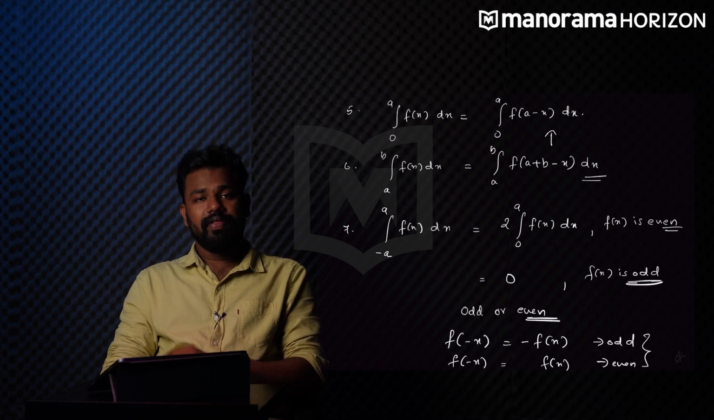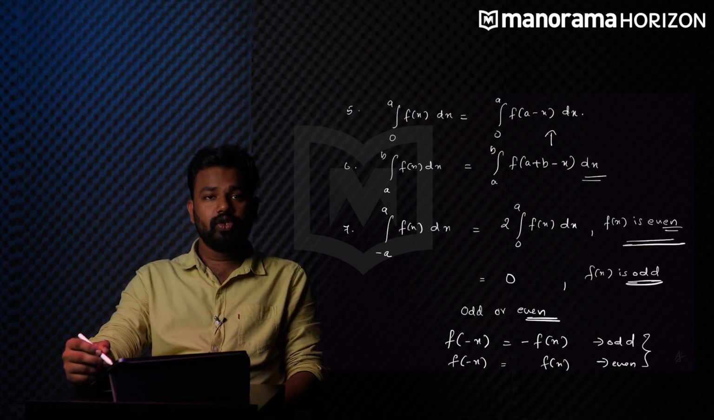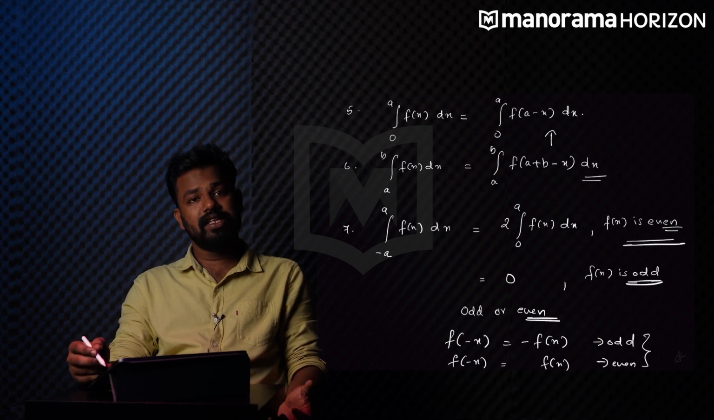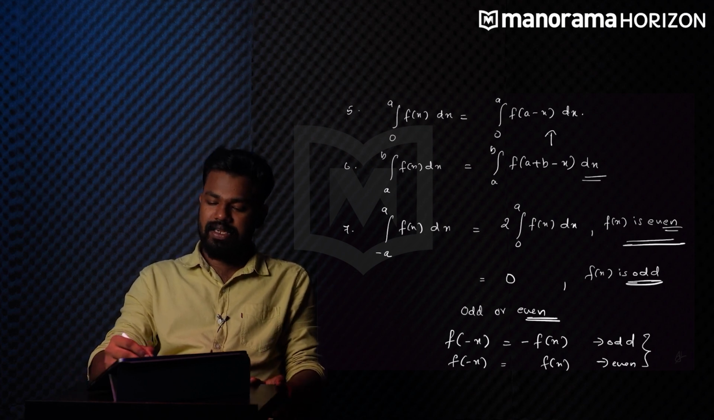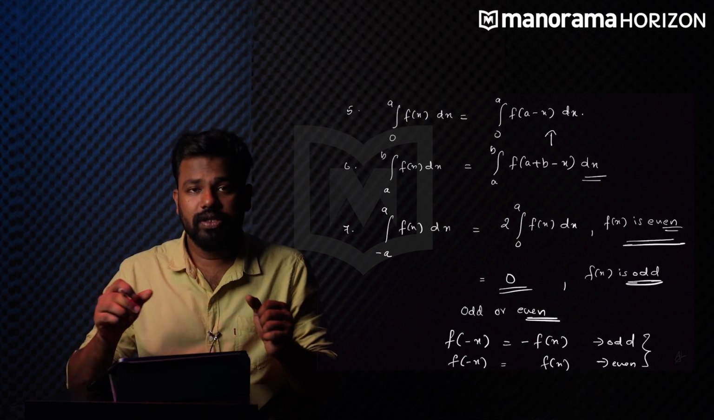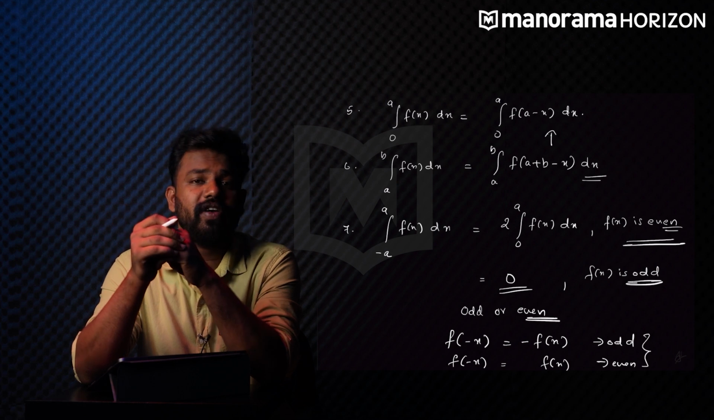If it is even, then this is the way, that is 2 into integral 0 to a f of x dx. And if it is odd, that is f of minus x is equal to minus of f of x, then it is directly written as 0. Understood? So these are the different properties that we have to use in definite integrals.